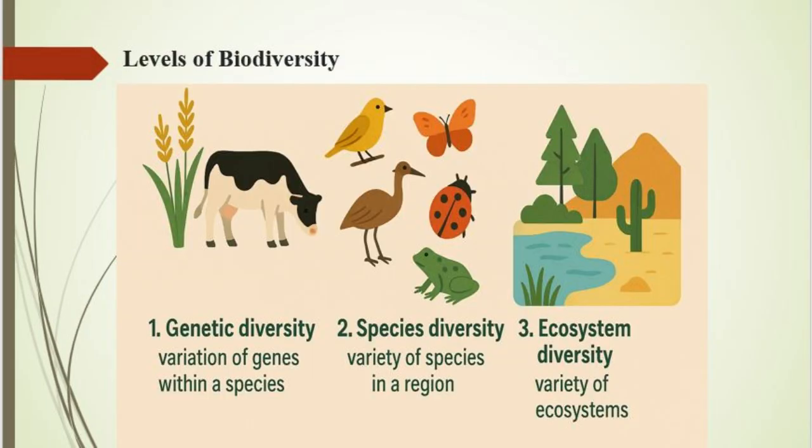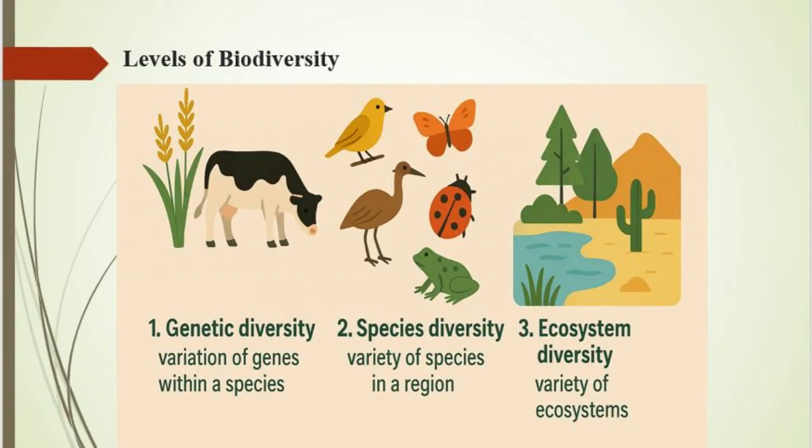Levels of biodiversity. Scientists divide biodiversity into 3 levels. 1. Genetic diversity. Genetic diversity refers to differences in genes within the same species. Even members of the same species are not exactly identical. Example: different wheat varieties. Some tolerate drought. Some resist diseases. Some produce higher yields. These differences come from genetic diversity. Importance: genetic diversity helps species adapt to environmental changes.